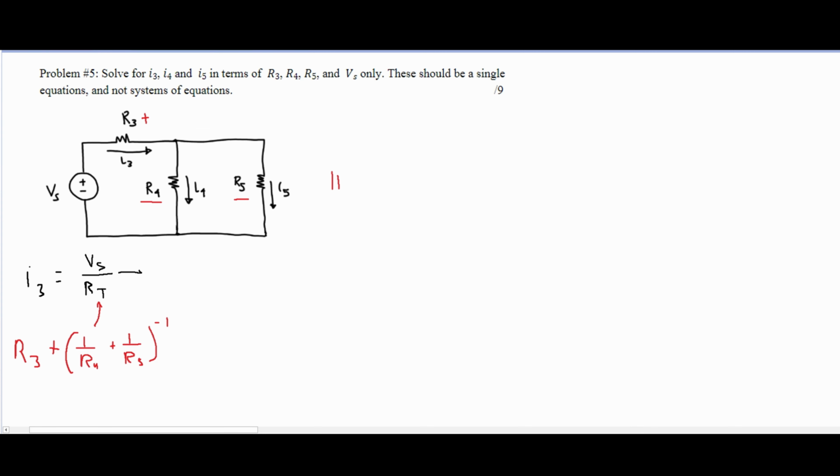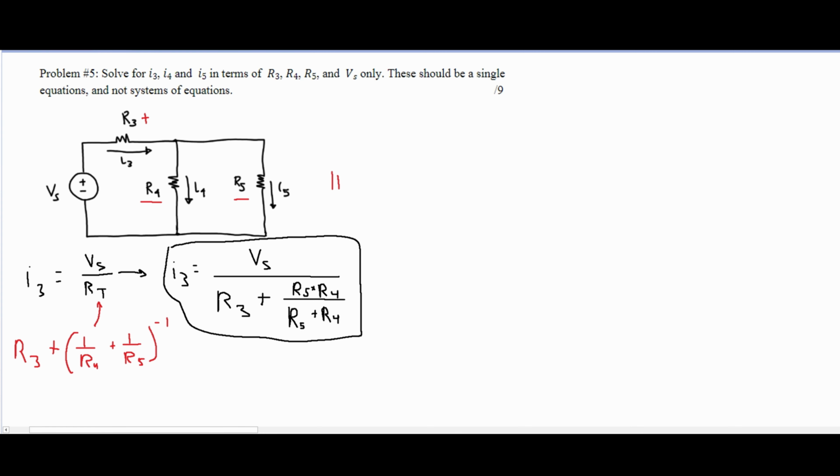So now we can plug this in. This is going to be the equation for our I3. We can see that it's not violating any of the rules that we have here, so this will be the proper equation. Now we want to solve for our I4 and our I5.